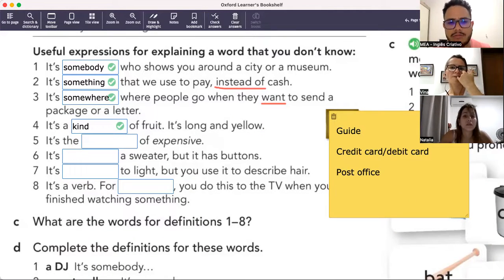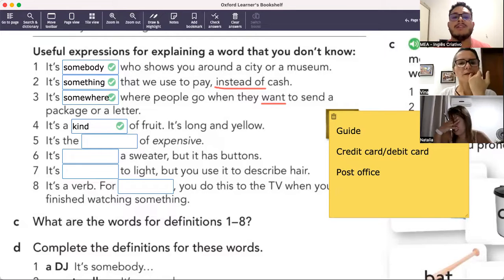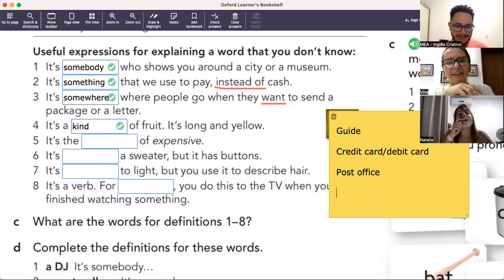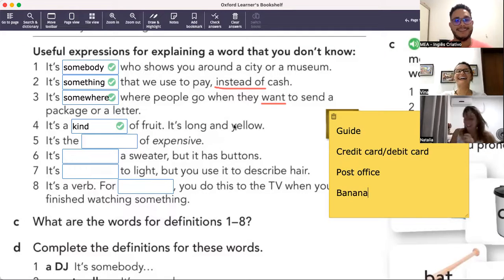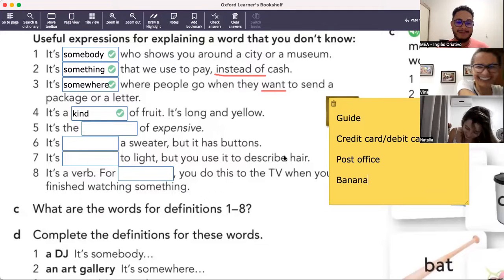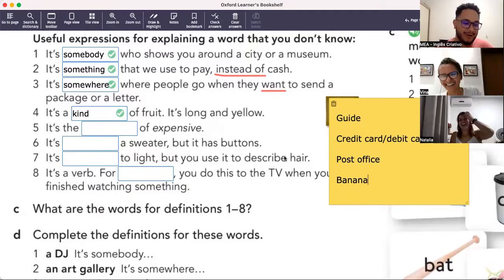Long and yellow? Long and yellow. Mamão. Qual a primeira letra? Long não é longo. Long e amarelo. Banana. Banana pra mamão foi de longe.